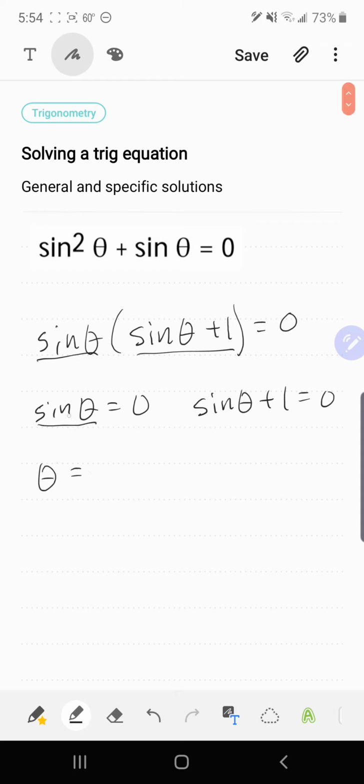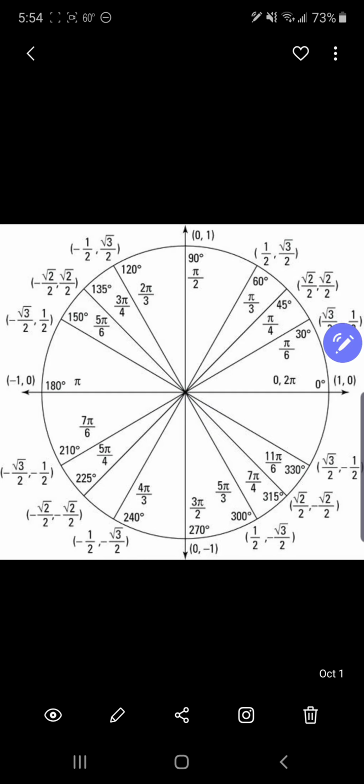So for the first equation, sine theta equal to 0, remember that sine theta is y in the unit circle. And so if we visit our unit circle, we can see that there is a y coordinate of 0 at 0 degrees. And then again, y coordinate of 0 at 180 degrees. So if we talk about radians, that's at 0 radians and then at pi radians. And if I keep going, we're going to hit y equals 0 at 2 pi, and then I can keep going and going.